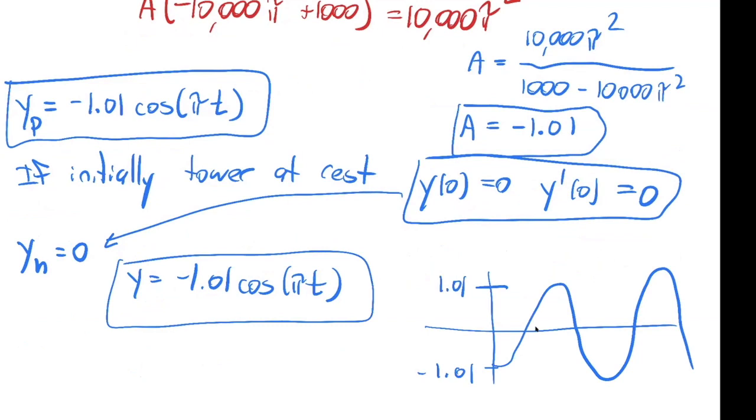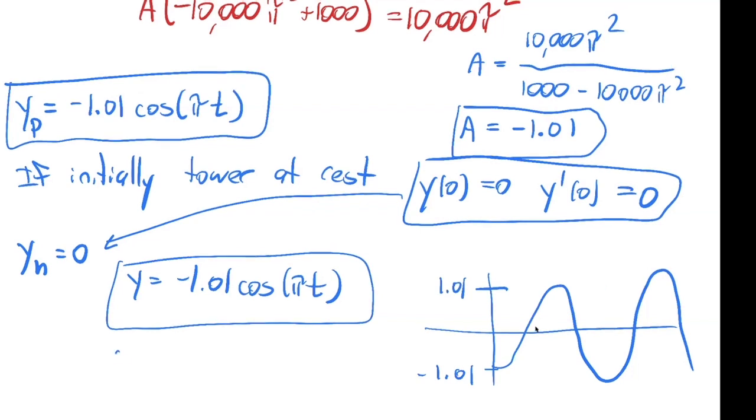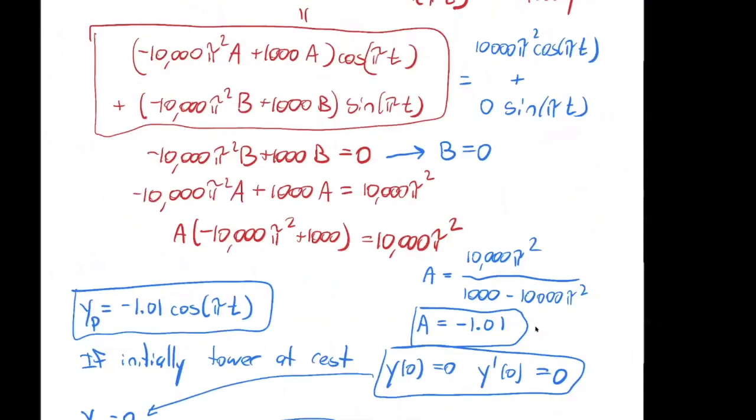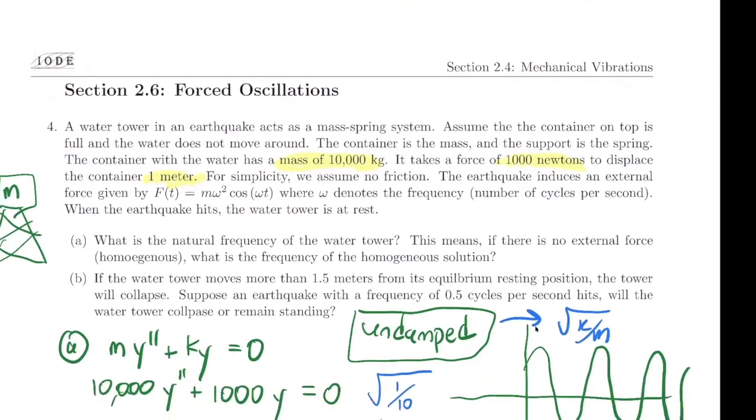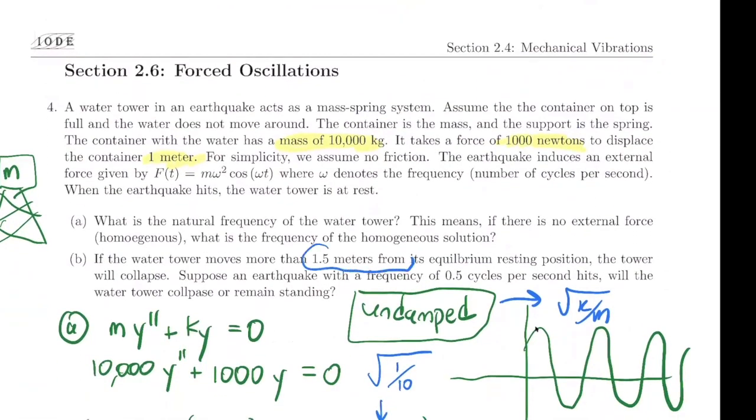And we said that we're going to get a collapse if it moves more than 1.25 meters. And we can see here that we're safe. It's not going to move more. So at most, it's going to move a little bit more than a meter, but it won't move as far as 1.5 meters. So this tells us that the water tower in this case would be safe. It is going to remain standing since we're not going to hit a displacement of more than 1.5 meters.